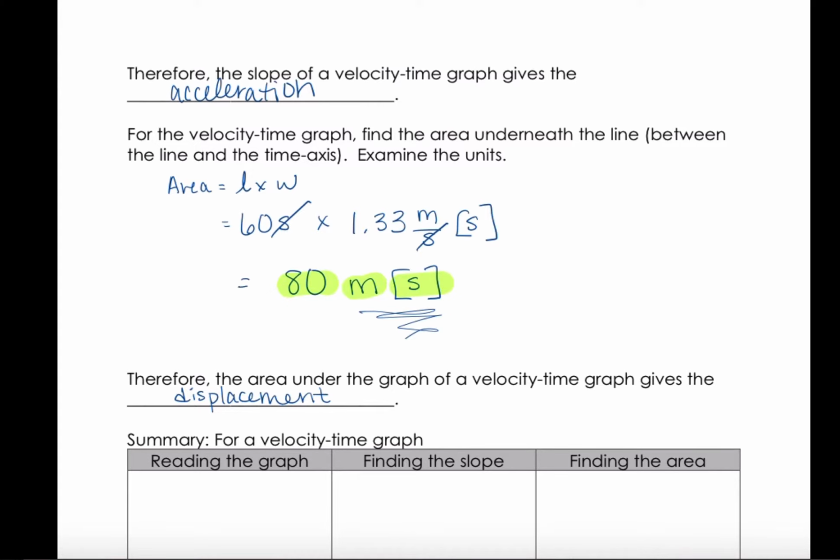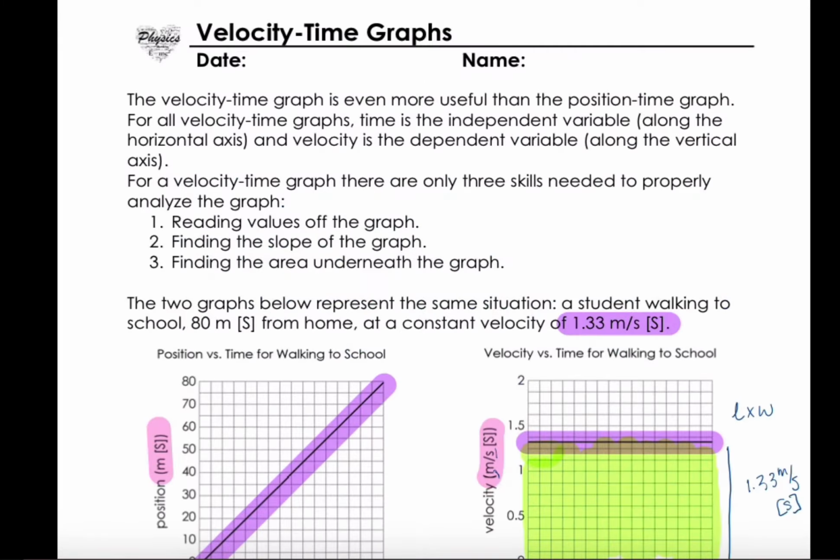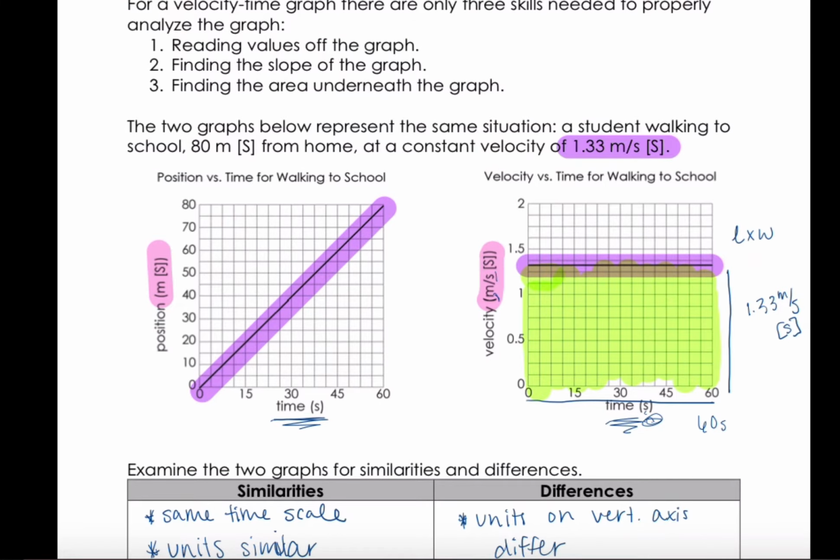All right, so we got 80 meters per second. If we look back at the position versus time graph on the left, at the end of the 60 seconds, they ended up at 80 meters as well. So you can check to make sure that they both match.